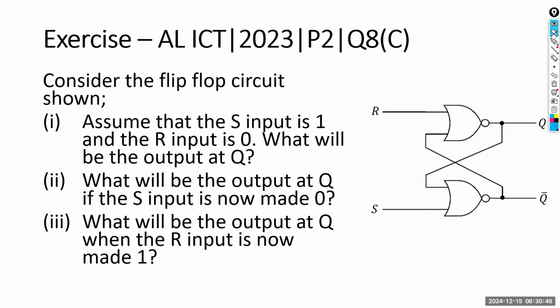What is our answer? This is a paper 2 question, 2023, last year's paper. Paper 2 question 8C. Take your time and do it. This is super simple, right? Just check whether you know the truth table.